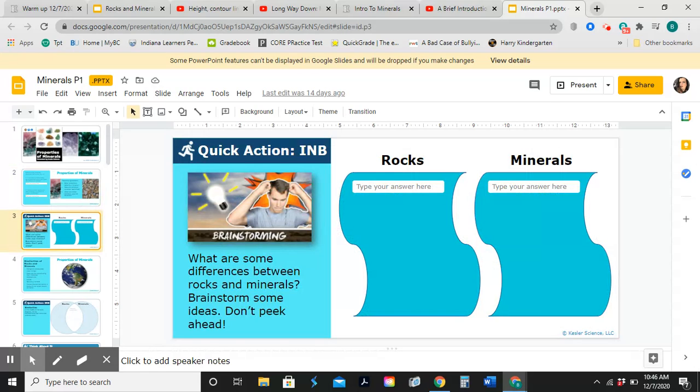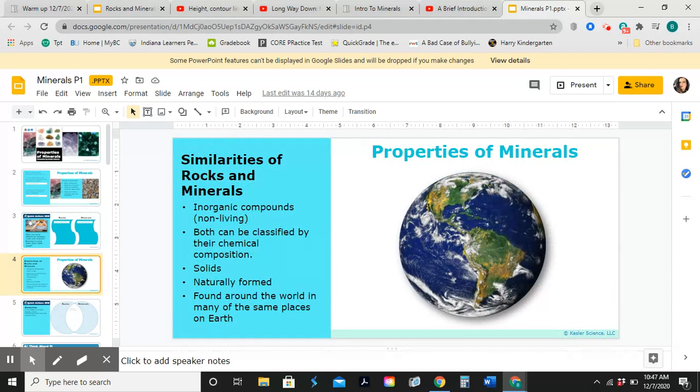Brainstorming. What are the differences between rocks and minerals based on the video that you saw? Give me 3 examples, 3 rock examples and 3 mineral examples. The similarities of rocks and minerals.